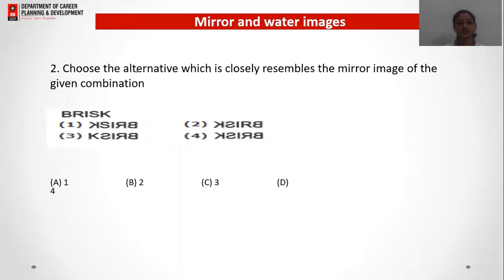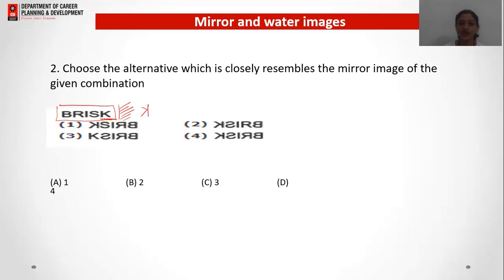Now in question number 2, choose the alternative which is closely resembles the mirror image of the given combination. Here we have to find out the mirror image of the given letters. So if we see mirror is on this side, then what will be the mirror image of the letter K? Because K is the closest letter to the mirror. So it remains close, but its left hand side changes to right hand side and right hand side changes to left hand side. So the mirror image of K becomes this.